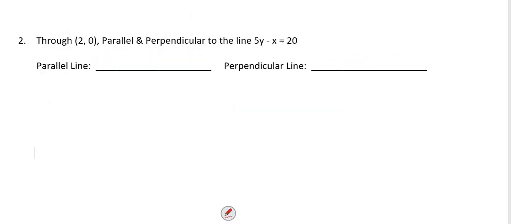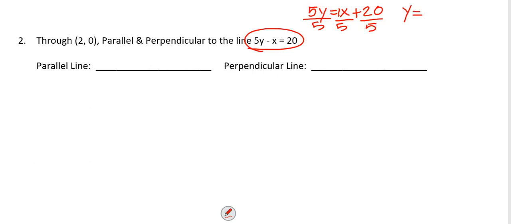So here again, this time, however, we have to get this equation into the y equals mx plus b format. So what I'm going to do first is move the -x to the other side. So that's going to give me x plus 20. And then I'm going to divide everything by 5. And remember, there's a 1 up there, so that's going to end up being 1/5. So my equation now is y equals 1/5 x plus 4.